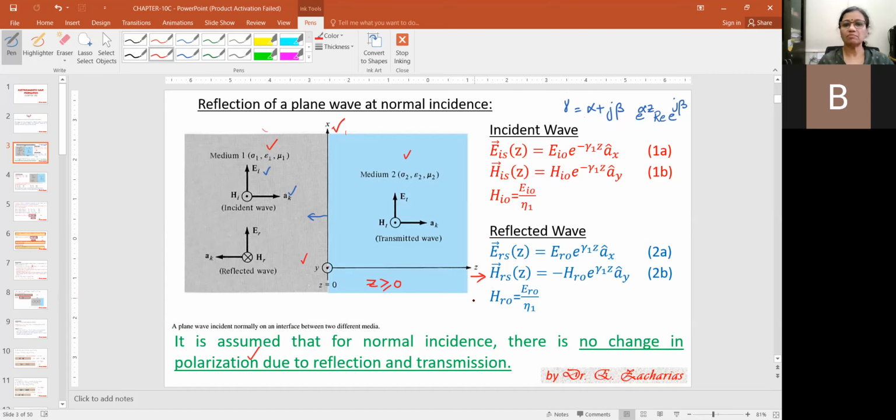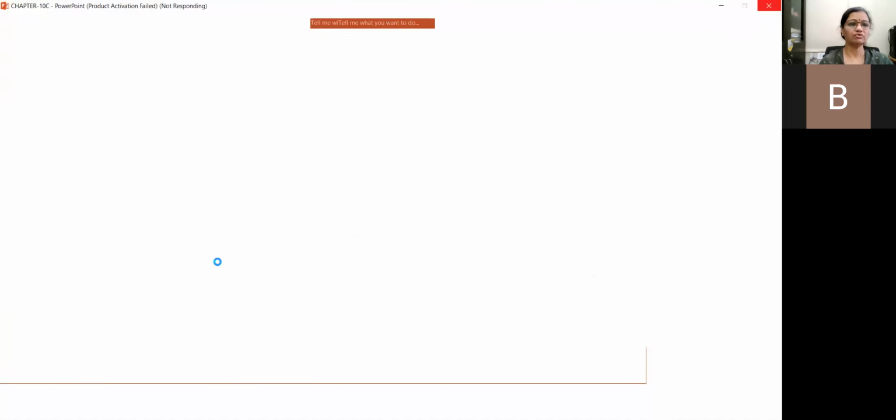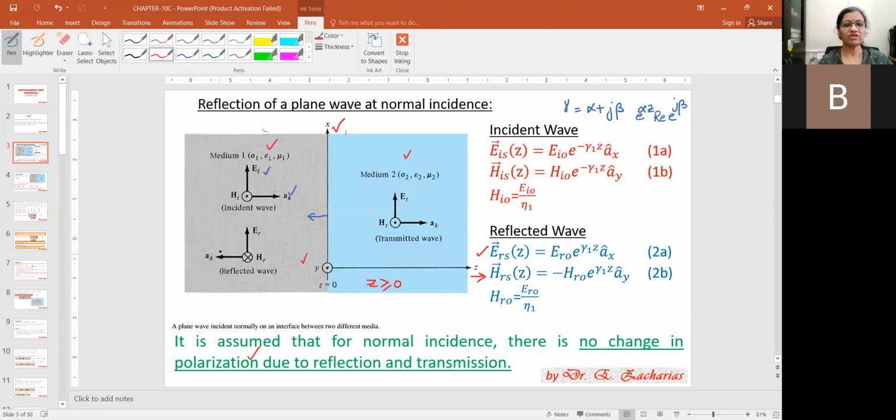Now, based on this, let us try to draw the figure for the reflected. Certainly you can say that the k vector is going to be opposite in direction to the incident ray, because it is a reflected ray. That's the reason why your k vector is like this. And ER is going to be the same as EI direction because of polarization being the same.